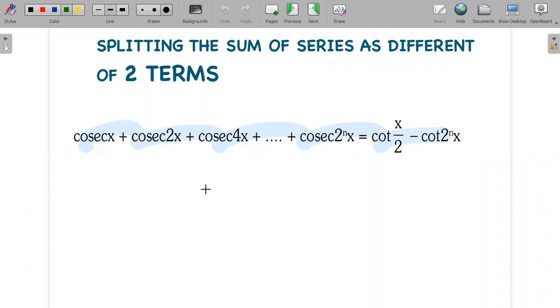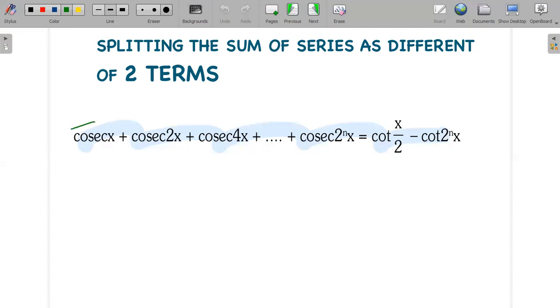Just have a look at this question. We have a cosine series on the left hand side, and we need to prove that this expression is equal to cotangent x by 2 minus cotangent 2 to the power n x. How can we solve this question? One way is to shift each and every term from the left hand side to the right hand side. But do not try to convert each and every term of cosine into sine, because it will not give you any result.